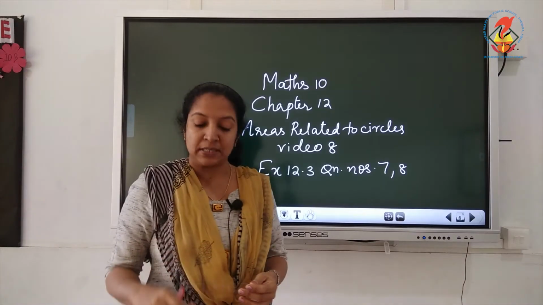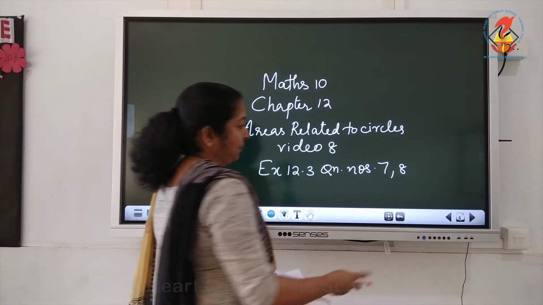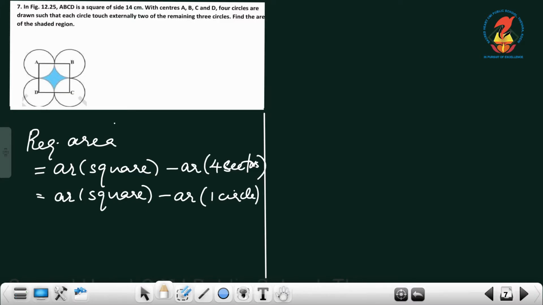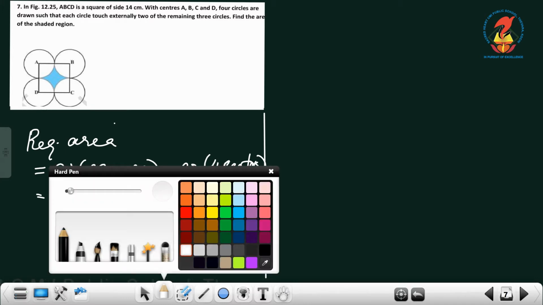Exercise 12.3, question numbers 7 and 8. Question number 7. ABCD is a square.